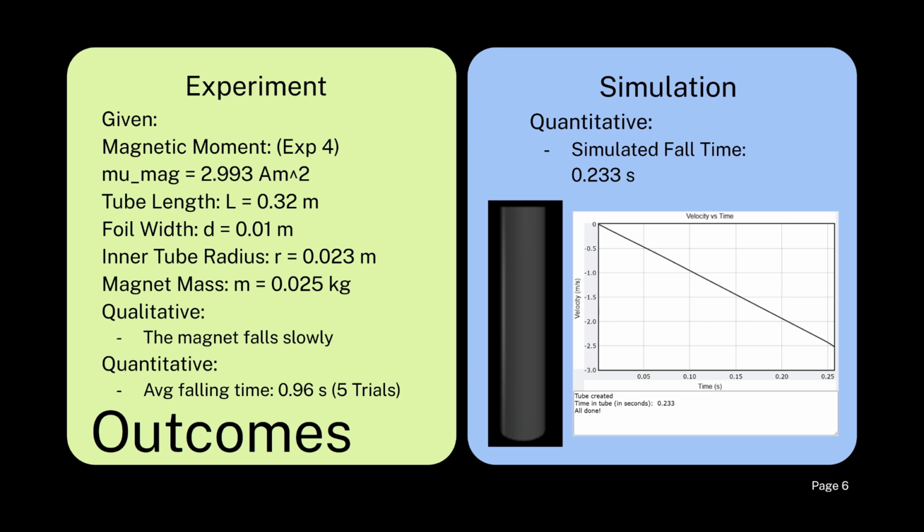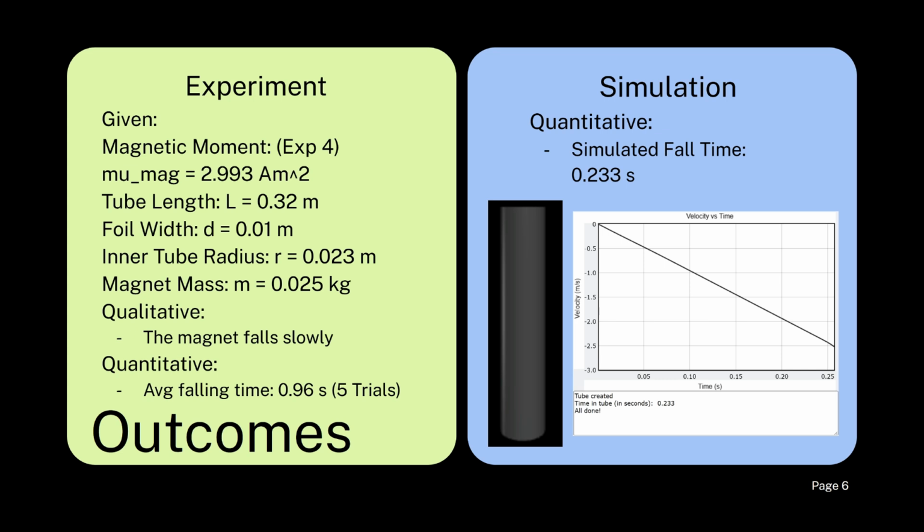Experimentally, we found that the magnetic moment was 2.9 ampere meters squared. The tube length is 0.3 meters. The foil width is 0.01 meters. And the inner tube radius is 0.02 meters. So it's a very long tube. The magnet's mass is also 0.025 kilograms, which is important for understanding the effect of gravity in the situation.